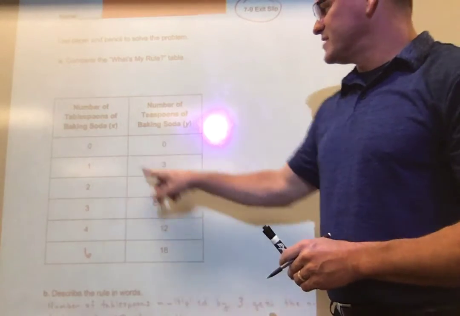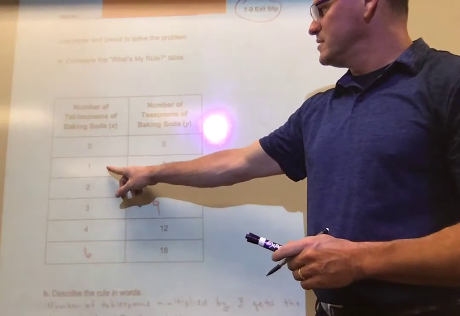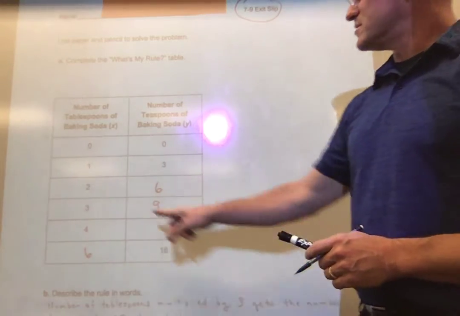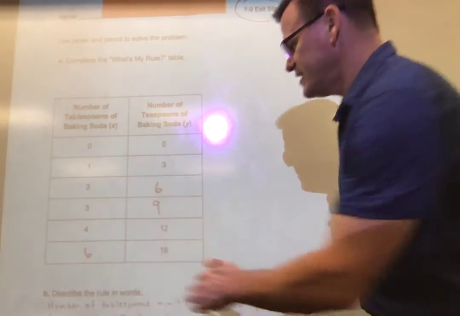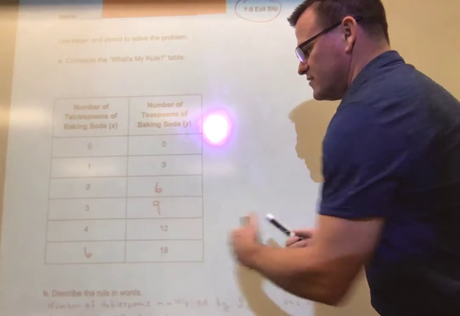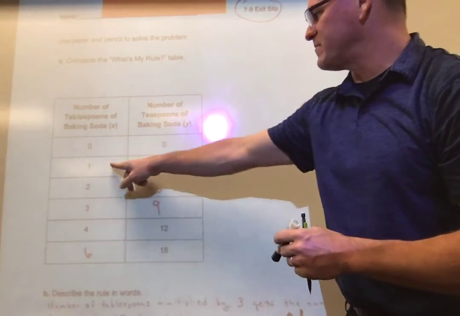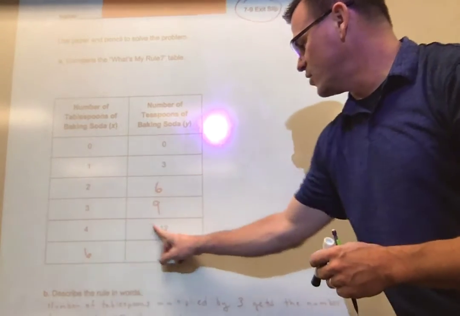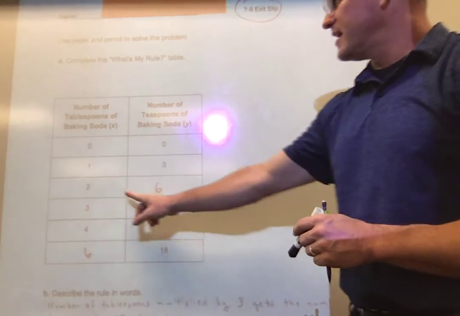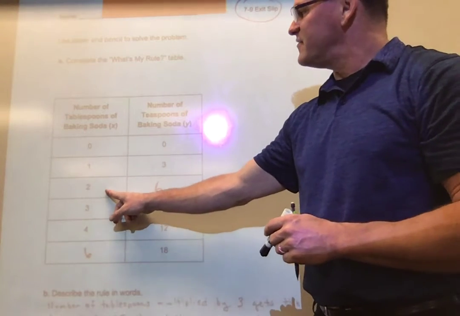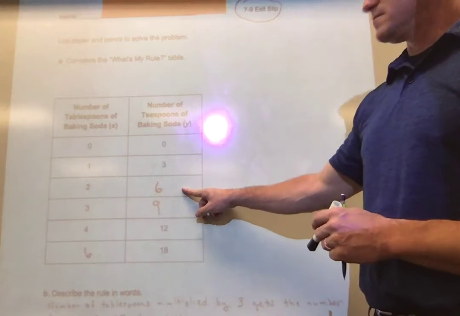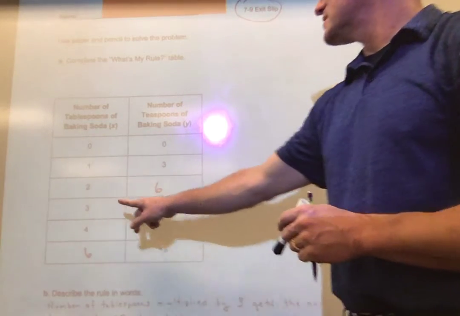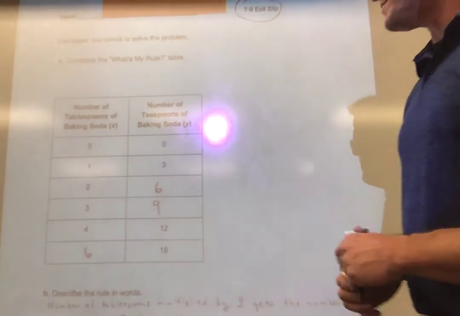We don't have any when there's none, but if I go to 1 tablespoon, it is 3 teaspoons. And if I look down here, 4 is 12. So I can see easily that I'm tripling this, 1 times 3, 4 times 3. So I know if I have 2 of these, I can triple it and get 6. If I have 3 tablespoons, I triple it and get 9 teaspoons.